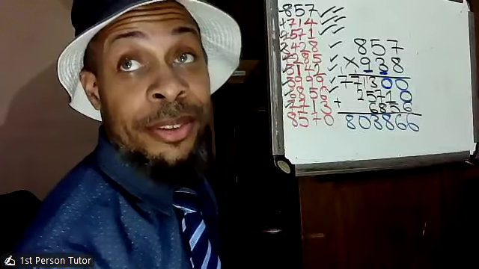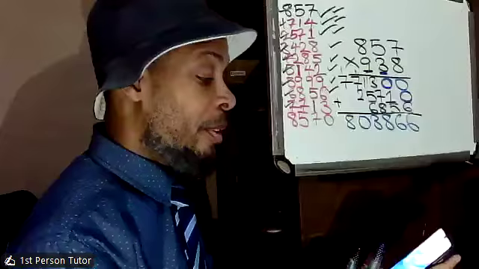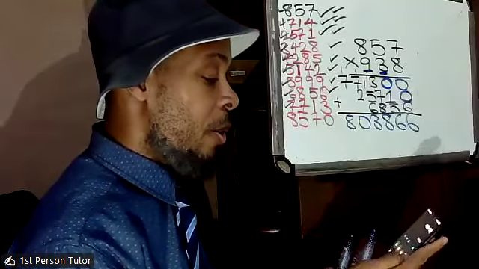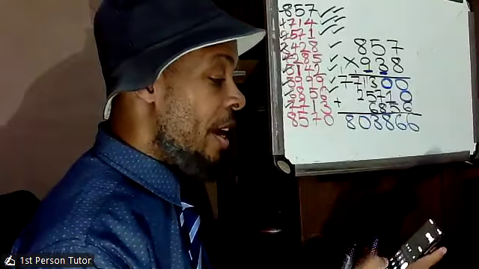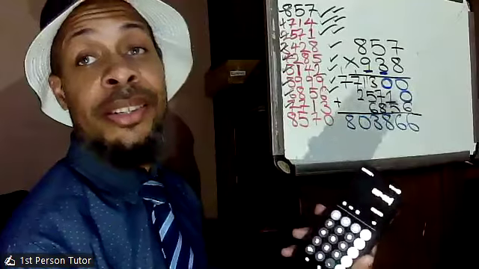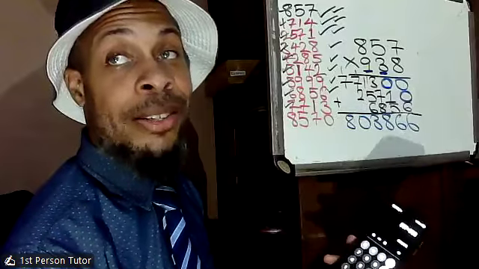So now for the calculator check. Let's see what our outcome is. So 857, we're multiplying it by 938. And yes, we indeed have the same answer.